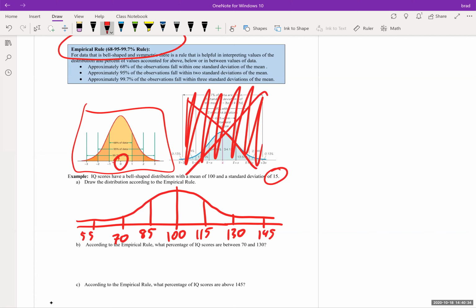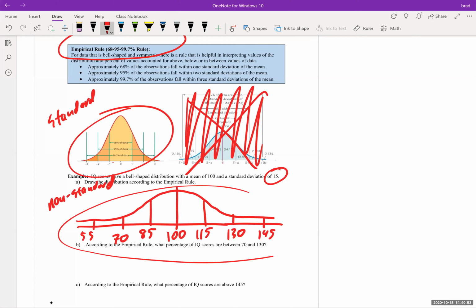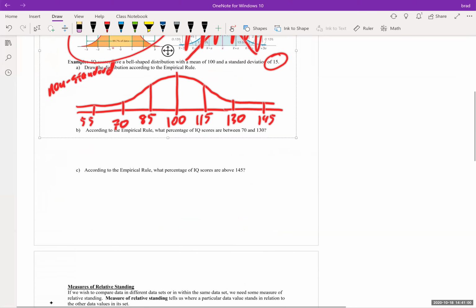Okay, so it's basically the same graph as this one, except instead of using 0, 1, 2, and 3, which is standard, we're using non-standard or unstandardized. But the idea is that this graph should match this graph in terms of percentages and area covered and everything like that. Okay, so now that we have that, it says according to the empirical rule, what percentage of IQ scores are between 70 and 130?